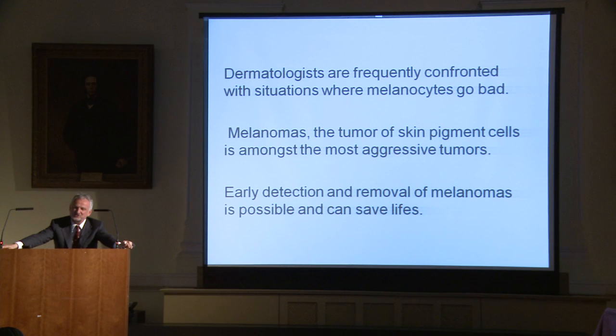this difference is due to melanin pigment. Now, as dermatologists, we are confronted with situations where melanocytes do not behave as they should. They go bad, and they form skin tumors, very aggressive skin tumors called melanomas. They are amongst the most aggressive tumors we know, because once they have a certain size, they tend to metastasize. And the thing is that early detection of such melanomas can lead to cure, because removal at a very early stage decreases the risk of dying from melanoma to zero.